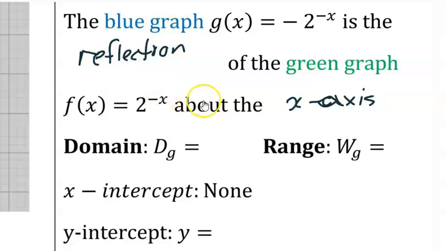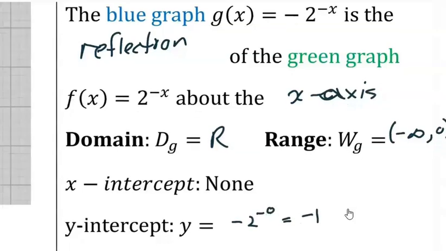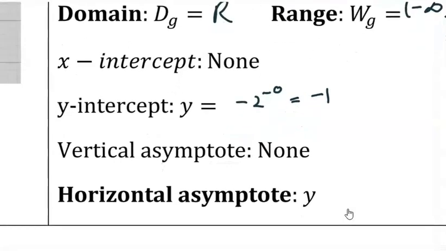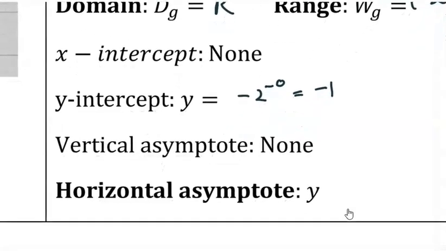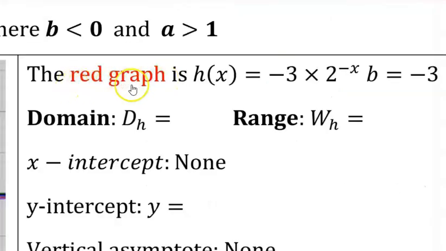The rest of the properties of the blue graph: the domain is still R. Since the blue graph is now below the x-axis, our range will be from negative infinity to 0. I do not have an x-intercept. My y-intercept is minus 2 to the minus 0, which is equal to minus 1. I do not have a vertical asymptote, but my horizontal asymptote is again y equal to 0, or the x-axis.